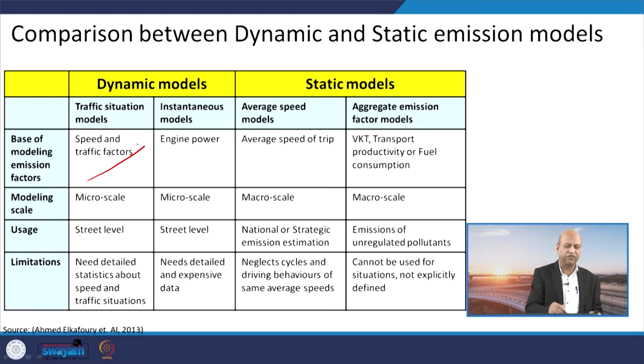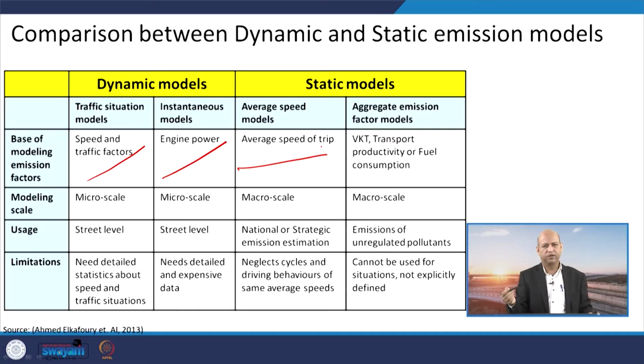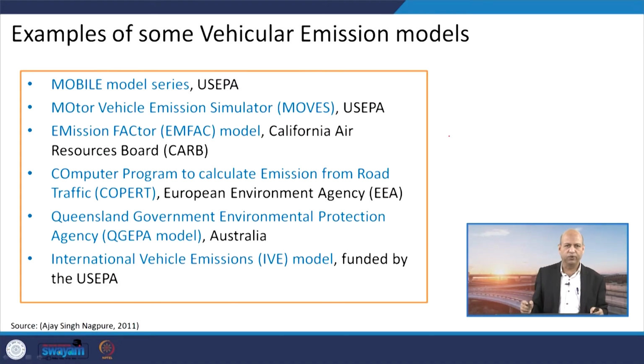So, if speed and traffic factors are available in a dynamic model, then the traffic simulation model is part of that. If engine power related data is available, then it is part of the instantaneous model. Similarly, in static models you need to have some average speed of the trip, if you do not have detailed data. Static models are like vehicle kilometers traveled, transport productivity or fuel consumption. So, these metrics will give you an idea about the difference between dynamic models and static models, which are popular, right.